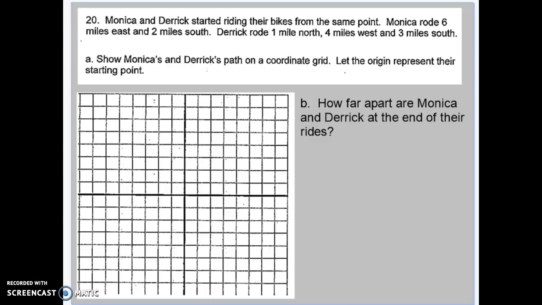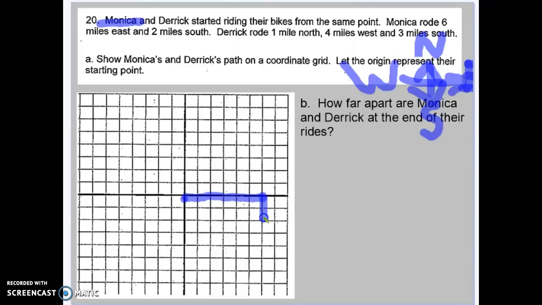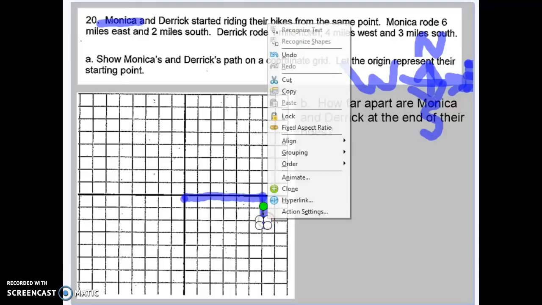So whenever we graph, we always start at the origin. So let's show Monica in blue. So it says Monica rode 6 miles east. Well, remember your north, your south, and then your east and your west. So remember that. So we start at the origin. She rode 6 miles east. So we'll go 2, 4, 6, 6 miles east. And then from there, she went 2 miles south. So Monica is right there.